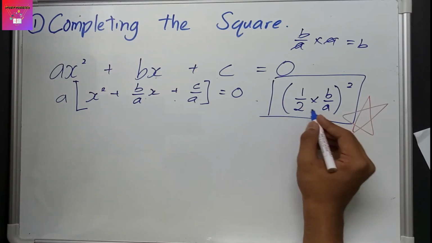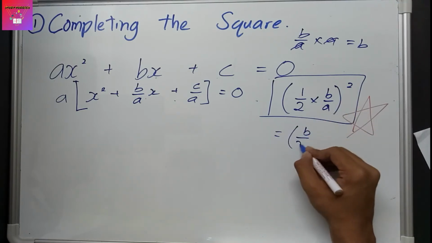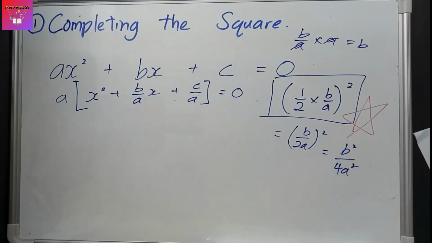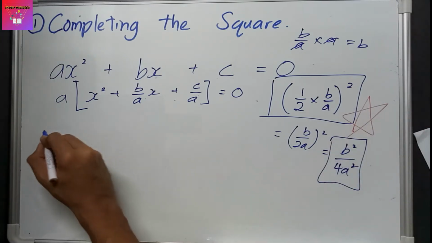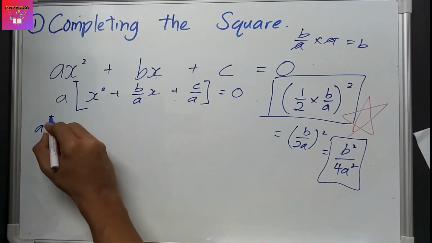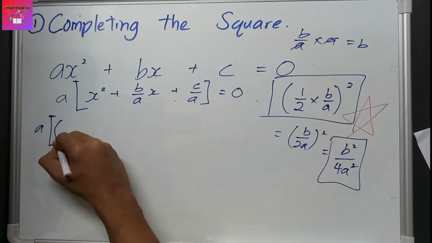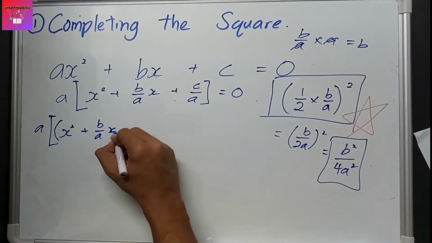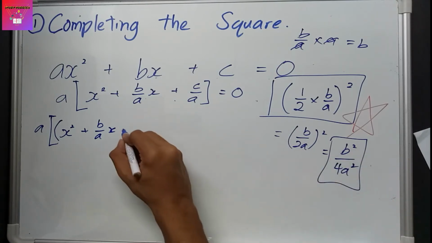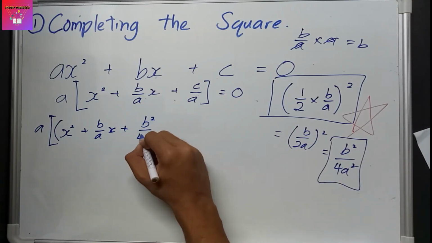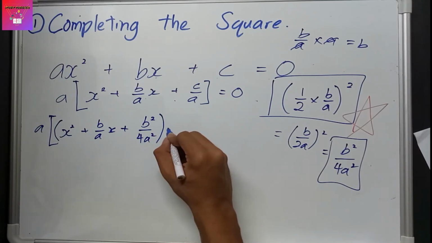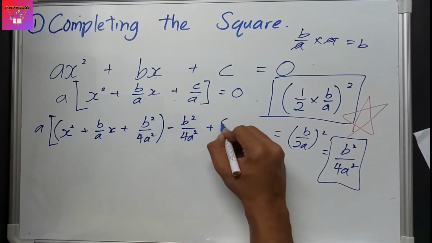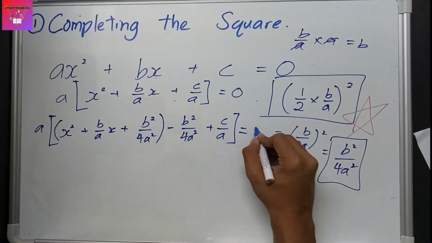Okay, so for this case 1 over 2 times b over a, you're going to get b over 2a. After you square it, it's b squared over 4a squared. Now what you have to do with this number is, again, a big bracket, put another small bracket, bring the x squared plus b over a x, and now you have to plus this value, so plus b squared over 4a squared, close this bracket, and now you have to minus the same value again, b squared over 4a squared, plus c over a equals 0.